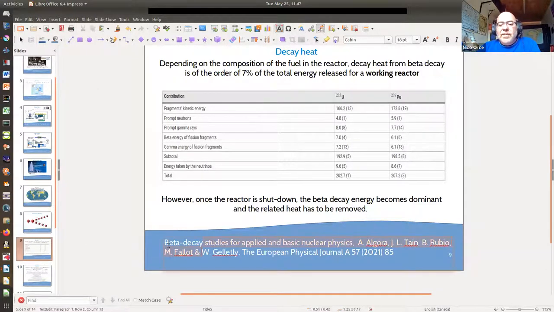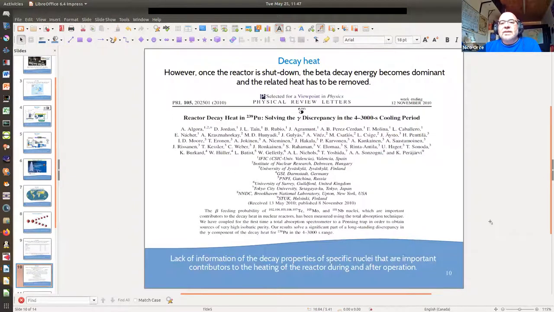So there's a nice article here by one of our good friends, Alejandro Algora, and collaborators also, Berta Rubio, who has also been here. And basically, as I was saying before, there are a lot of studies trying to understand this heat coming from beta decay. And there are many calculations, many codes, which try to calculate this as precisely as possible. So we have very detailed information on this cooling period that we need to be considering when you cool down the reactor.